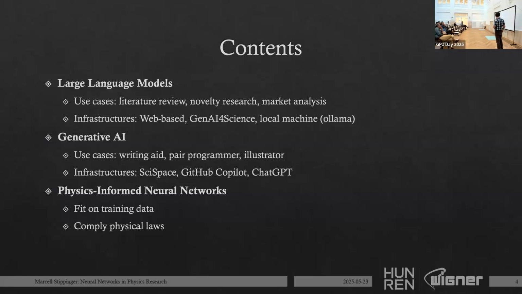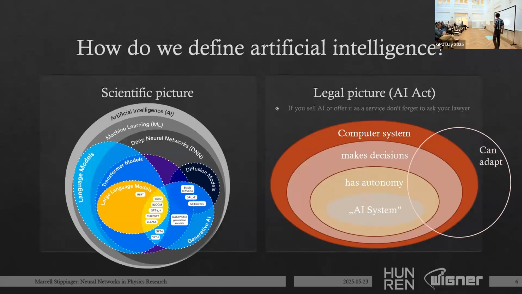Okay, so let's move on and see what a large language model is and how it fits into the research tasks. In the scientific picture, a large language model is part of artificial intelligence, inside which we find machine learning, and within machine learning, we have deep neural networks. A specialization of them are transformer models, and within them, there are large language models, which are language models, and some of them are used in generative AI applications. So that's nice, and everyone understands that.